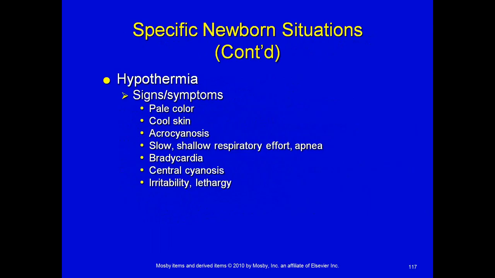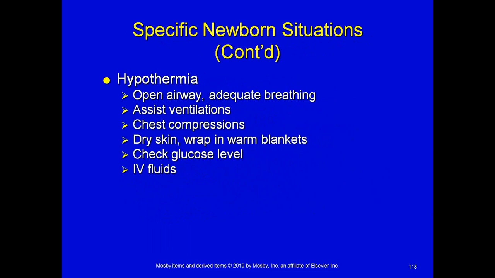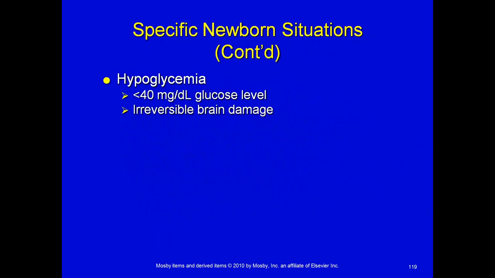Signs and symptoms of hypothermia in a neonate include pale color, cool skin, peripheral cyanosis, slow, shallow respiratory effort or apnea, bradycardia, central cyanosis, irritability and lethargy. Treating hypothermia is to recognize it, open their airway, make sure that they're breathing adequately, assist ventilations if necessary, perform chest compressions if heart rates are less than 60, dry the skin, wrap them in warm blankets, check their blood glucose level, and give them warm IV fluids.